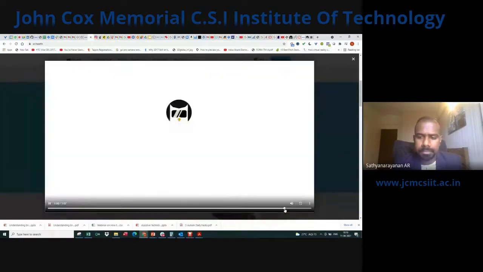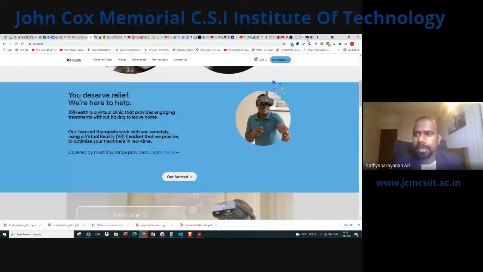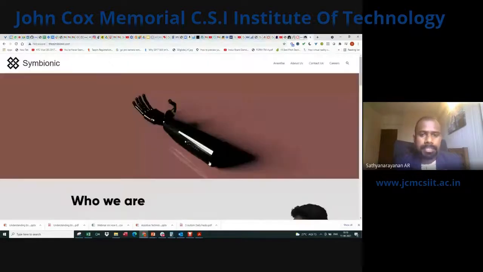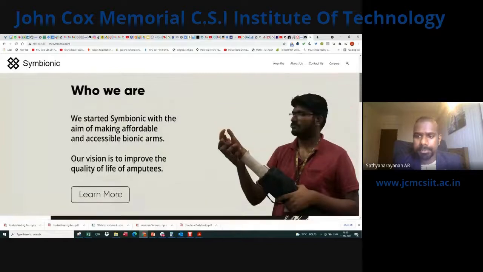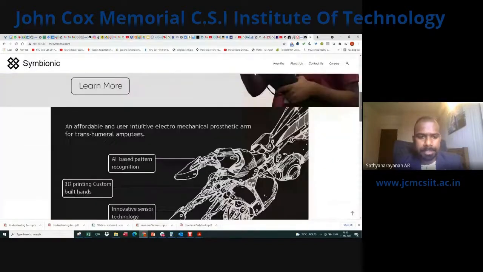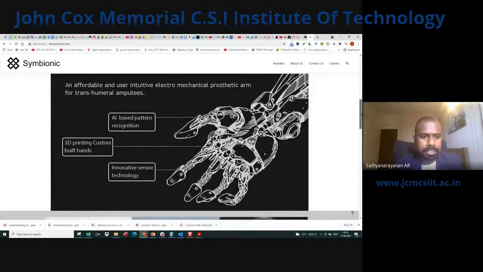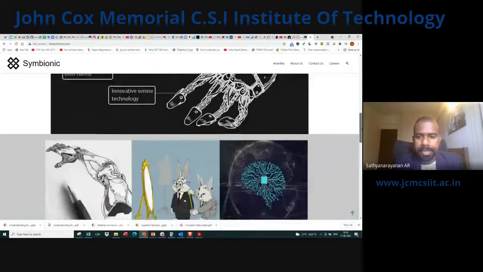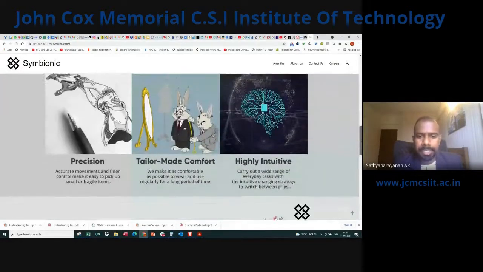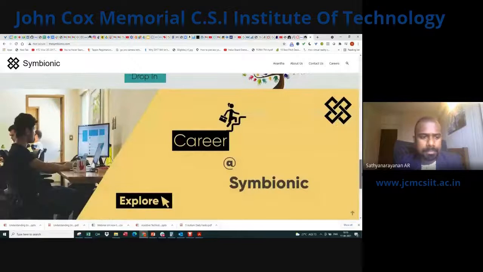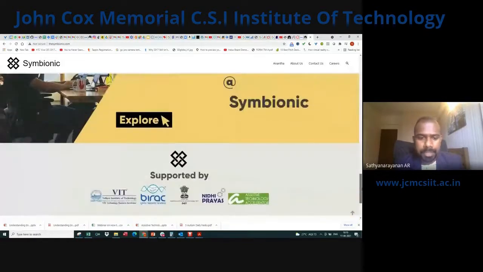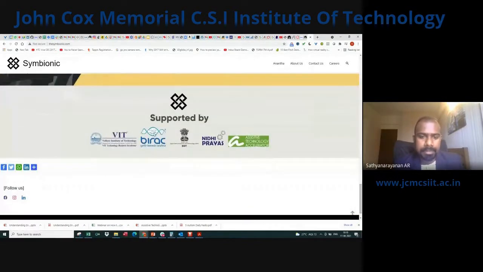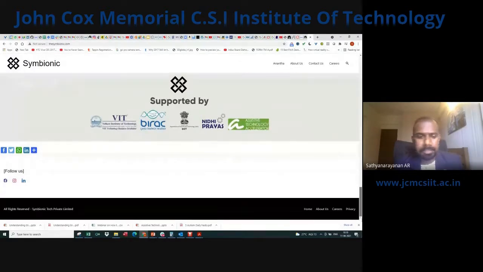Watching your recovery. So hope you got an idea about it, right? So that's about AT and another company called Symbionic, a Chennai-based company where they create AI-based pattern recognition, 3D printed, custom-built hands. So they do precise and tailor-made work for the comfort of prosthetic use as well. They are also one of our Brass-based Assistive Technology accelerators. So we basically collaborate with these people as well.